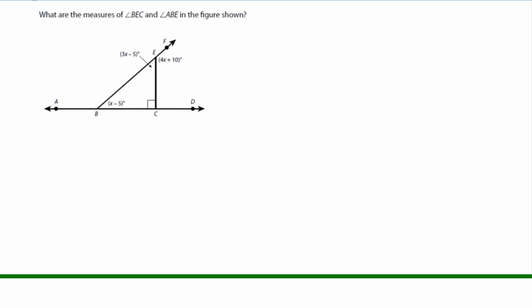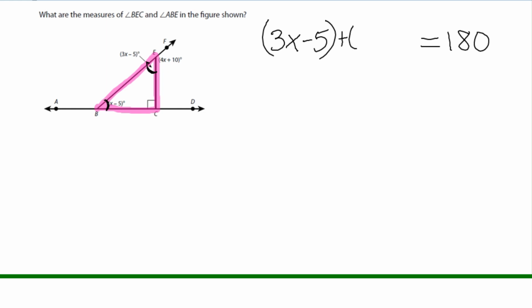Now I'm going to show you a second way to figure out the value of x. Before, I used a straight line; now I'm going to use a triangle. If we look here, we have a triangle. The information you should know about a triangle is that when you add up all 3 angles of a triangle, it should equal 180 degrees. So when we build our equation, I'm going to set it equal to 180 degrees. And we have to see what 3 angles fall on that triangle. We have this angle here, which is 3x minus 5, and then we have this angle here, which is x minus 5, and then we have this angle here, which is 90.